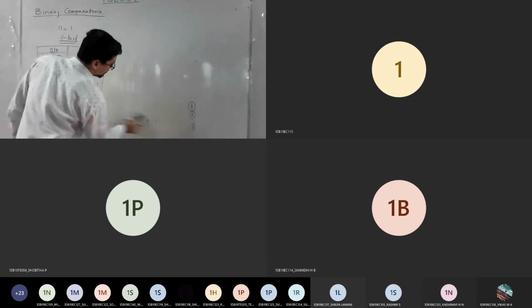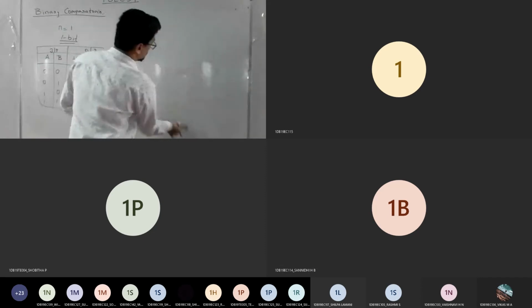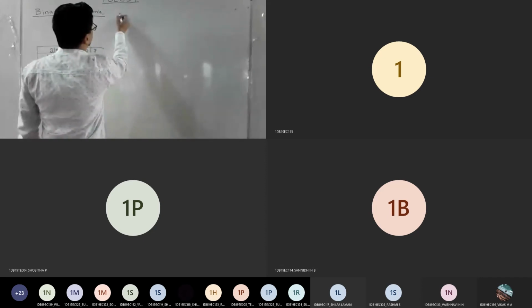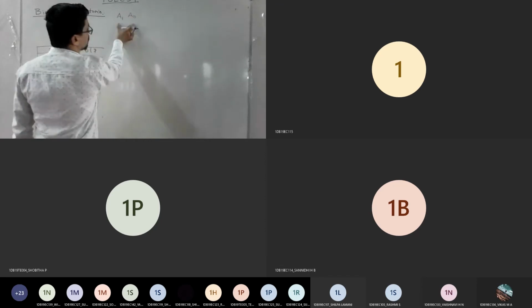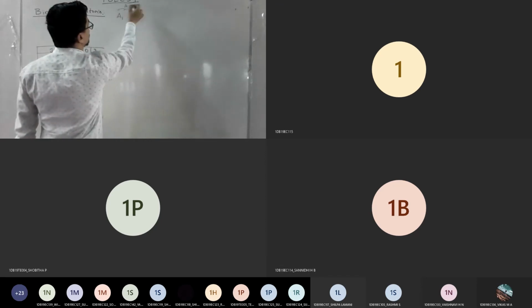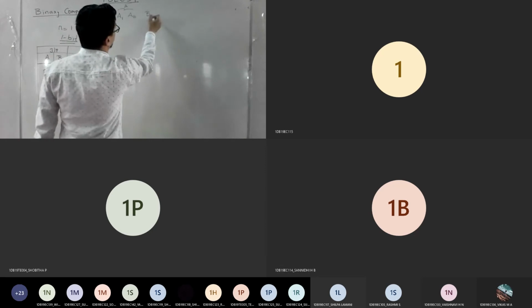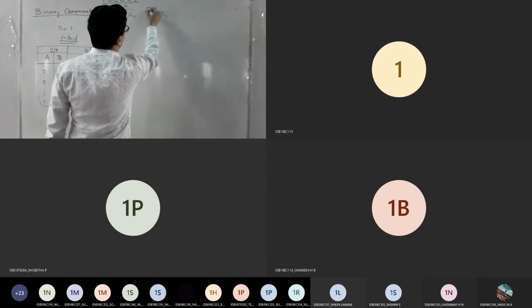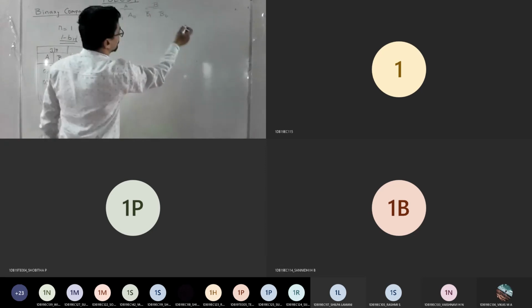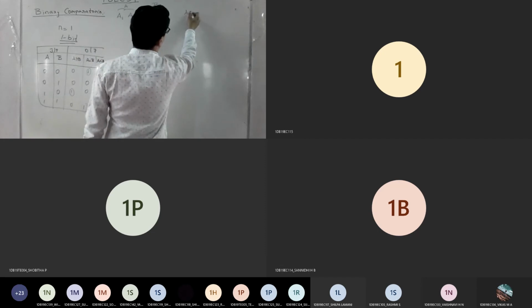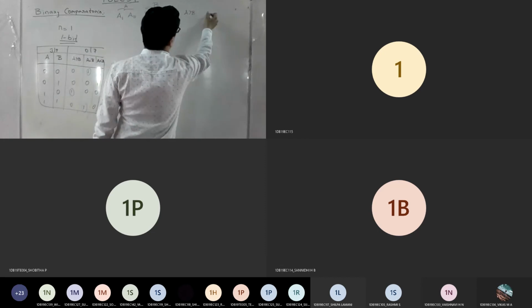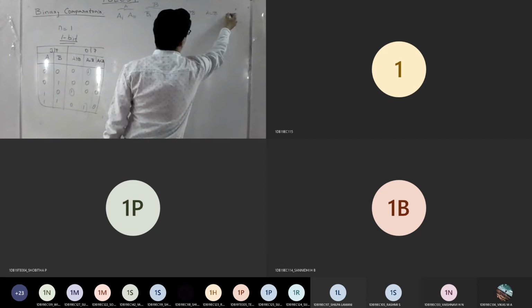So for the 2-bit comparator, we said you will get 16 combinations. So what are those 16 combinations? So A1, A0, this is A. Similarly, B1, B0, this is your B. So for this, you're going to get 3 outputs: A greater than B, A equal to B, A less than B.